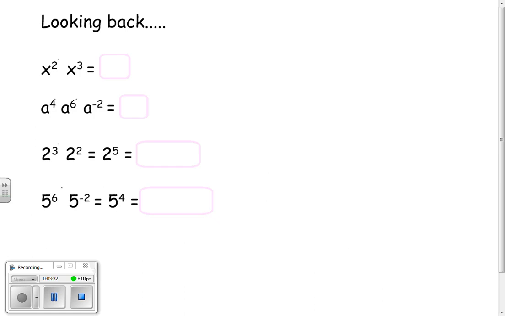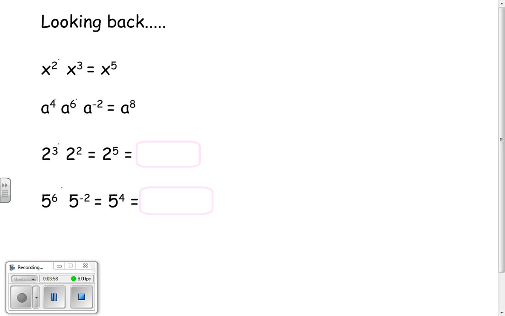Just a quick refresher from Algebra 1. Anytime you're multiplying something that has an exponent and the base is the same, in all of these they have exponents and all of the bases match, you keep the base and add the exponents. So an x squared times an x cubed is an x to the 5th, because 2 plus 3 is 5. 8 to the 4th times 8 to the 6th times 8 to the negative 2nd is 8 to the 8th, because 4 plus 6 minus 2 is 8.